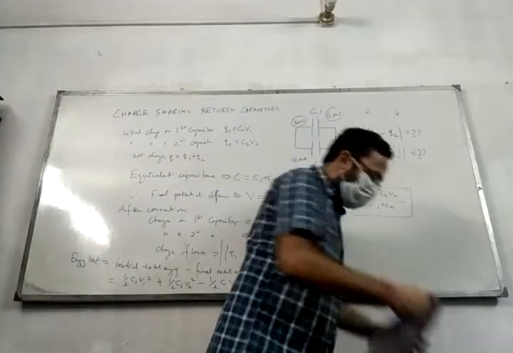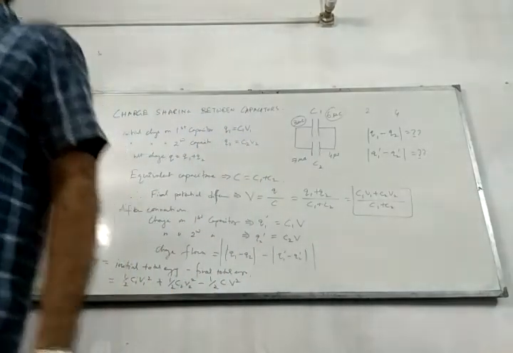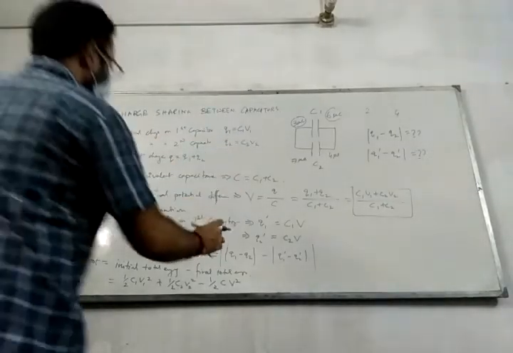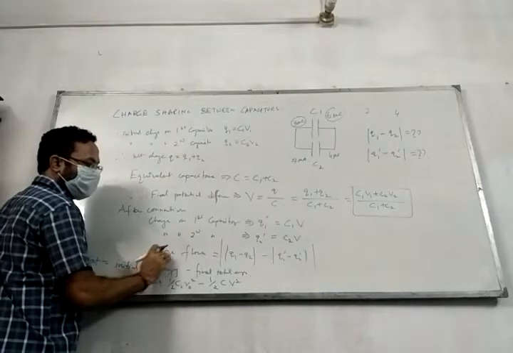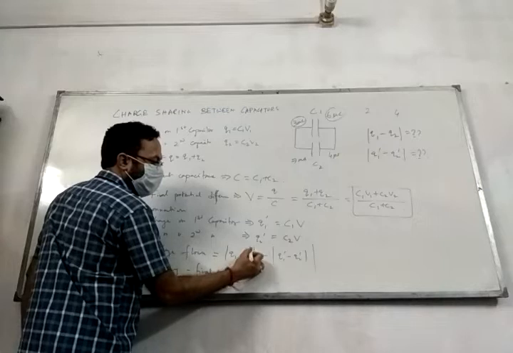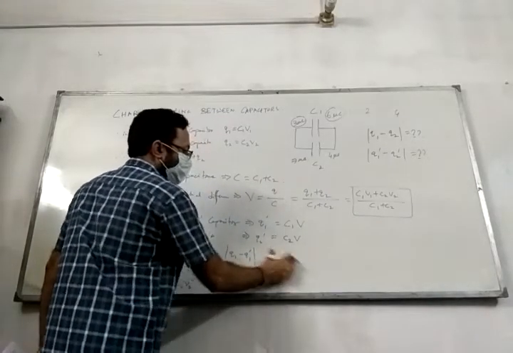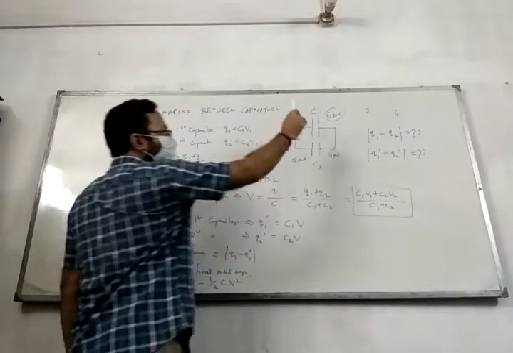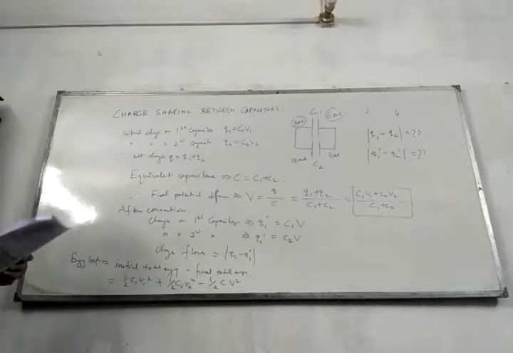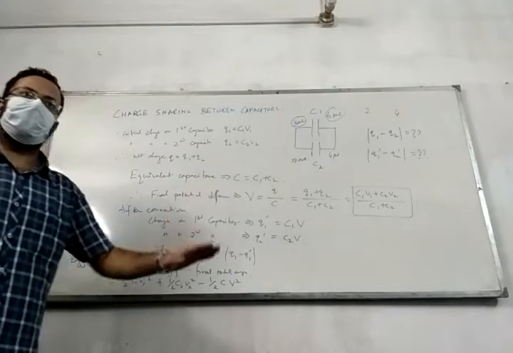Now try question number 9 and 10. 9 is printed, right? See, just a small change: for the charge flow, what we will do is Q1 minus Q1 dash. That's it. The charge that was on a capacitor initially minus the charge on that capacitor finally, Q1 minus Q1 dash, gives you the amount of charge that has flowed out.